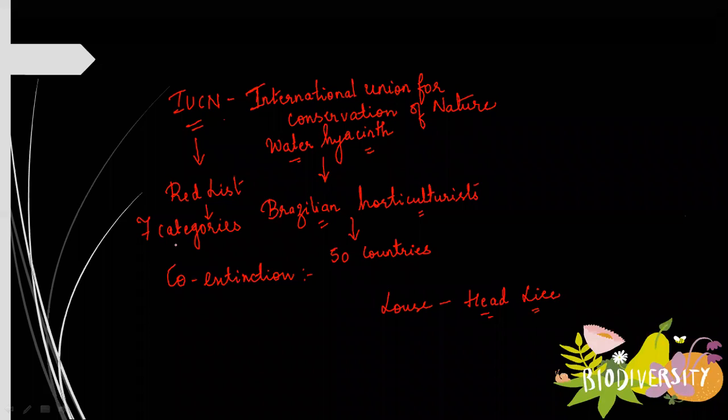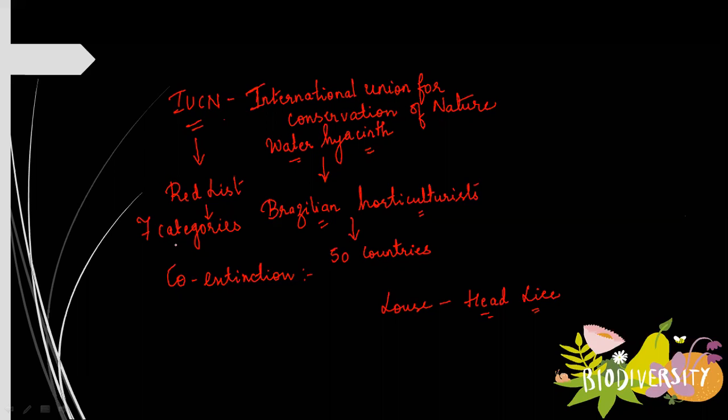IUCN gives out a red list where they tell us which animals are extinct and which are endangered. There is a thin line where they can become extinct. There are 7 categories of IUCN. And there are 4 quartets. First one is habitat loss and fragmentation.